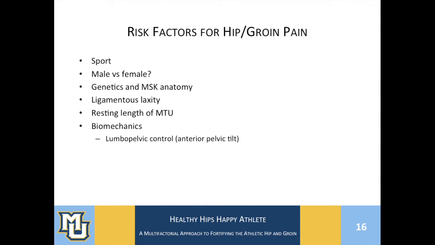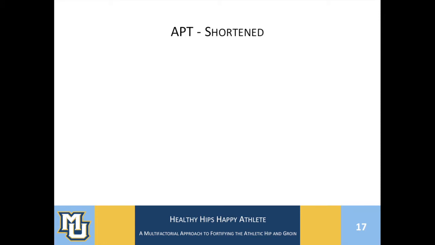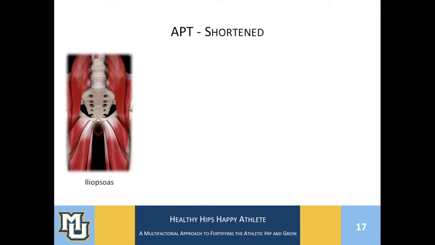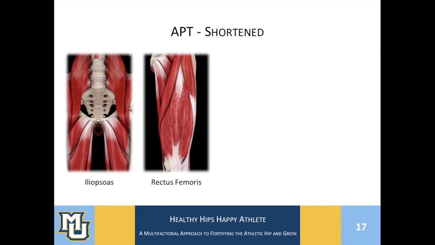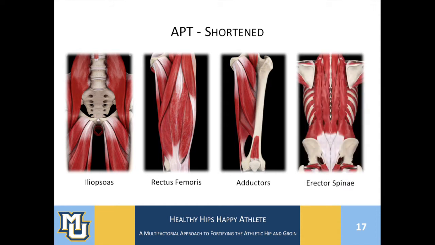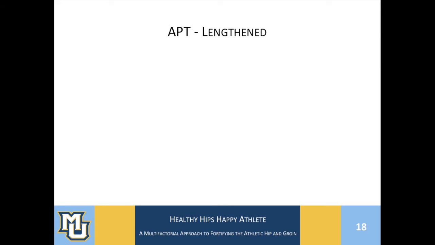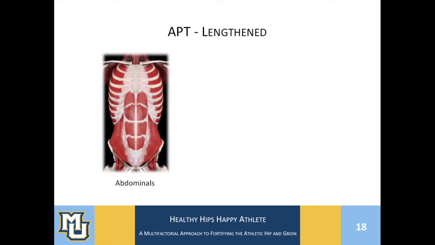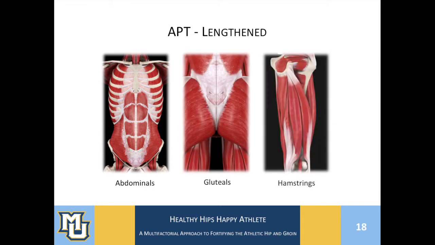To review, anterior pelvic tilt happens when the pelvis rotates anteriorly around the hip joint in the transverse axis. We get a shortening of the iliopsoas, resulting in a loss of extensibility, a shortening of the rectus femoris, a shortening of the adductors, leading to a potential increase in valgus tendencies, and a shortening and tightening of spinal erectors. Conversely, the abdominals, gluteals, and hamstrings are either lengthened, weakened, or under-recruited.